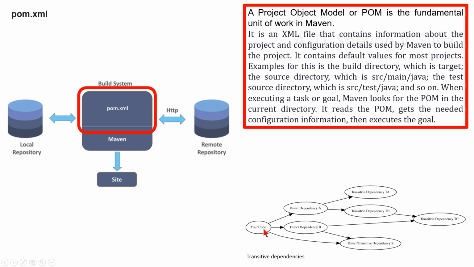Here you can see that your code is connected to direct dependencies A and B, and to direct or transitive dependency Z. Direct dependency B is connected to direct or transitive dependency Z. The direct dependency is connected to transitive dependencies TA and TB, and transitive dependency TB and direct dependency B are connected to transitive dependency TC.